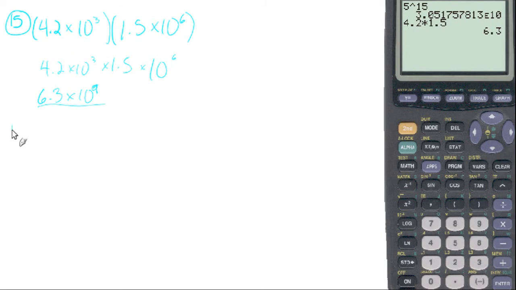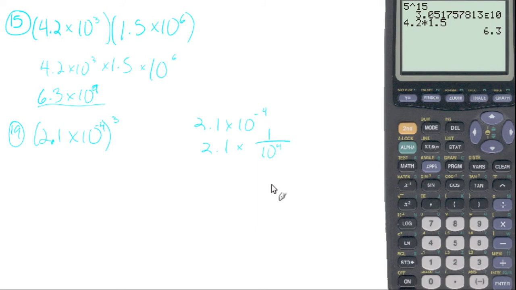Now let's do number 19. We have 2.1 times 10 to the negative 4, and that is raised to the third. Let's talk about what that negative means. We know what negative exponents mean. That's 2.1 times 1 over 10 to the positive 4, which is 1 over 10,000. So it's 2.1 really divided by 10,000.